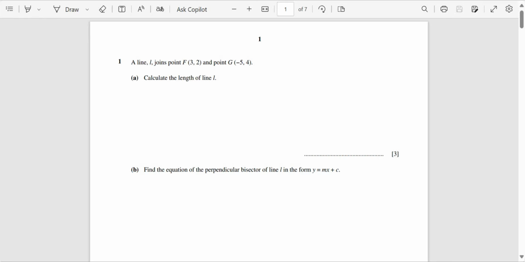Today we're going to be looking at a topic that you can find in both IGCSE and WAEC, and that's coordinate geometry. But we're only going to be taking questions from the IGCSE past papers. So let's get started. Question 1.